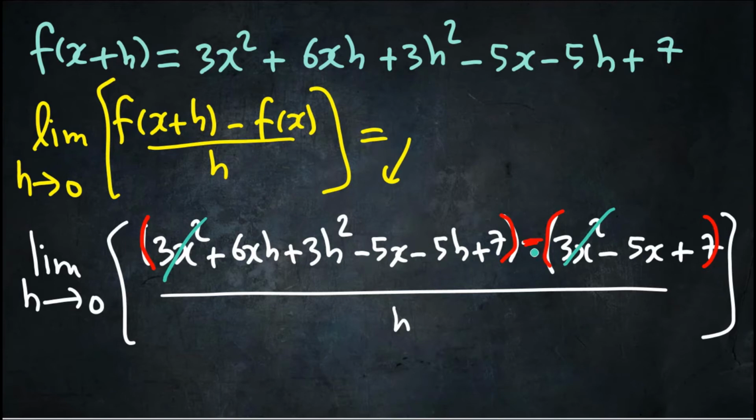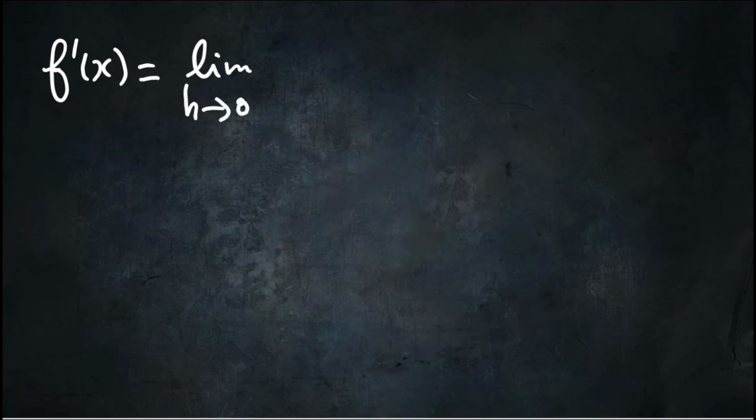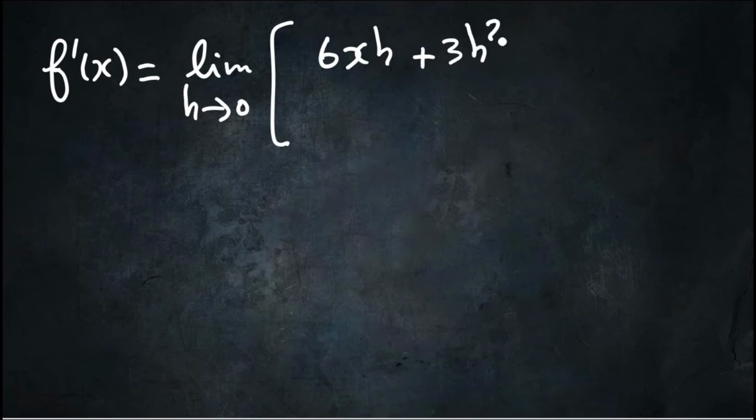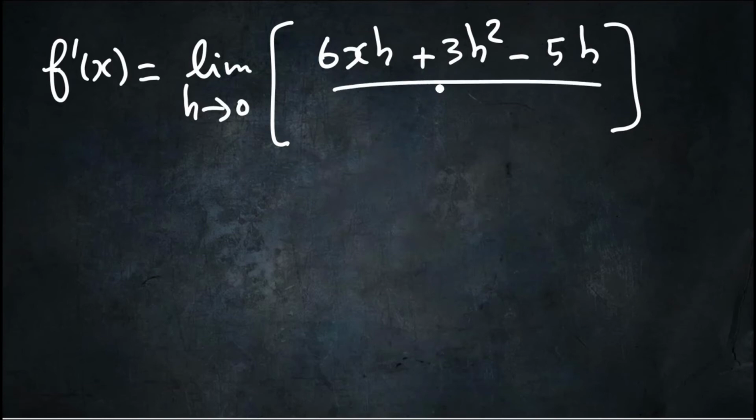Minus 5x plus 5x, so these two cancel. And 7 minus 7. So we're left with 6xh plus 3h squared minus 5h on the top and h on the bottom. f prime of x equals the limit when h goes to 0 of 6xh plus 3h squared minus 5h over h.